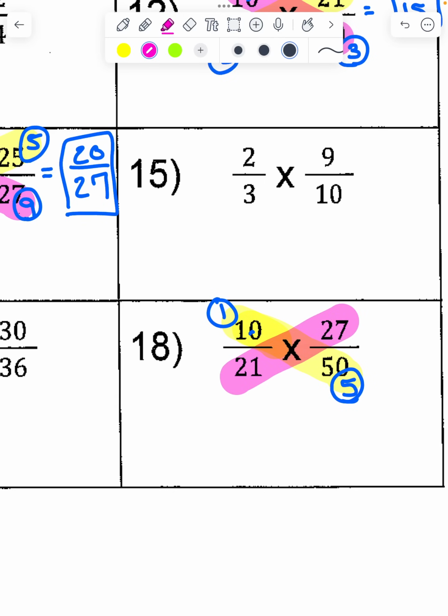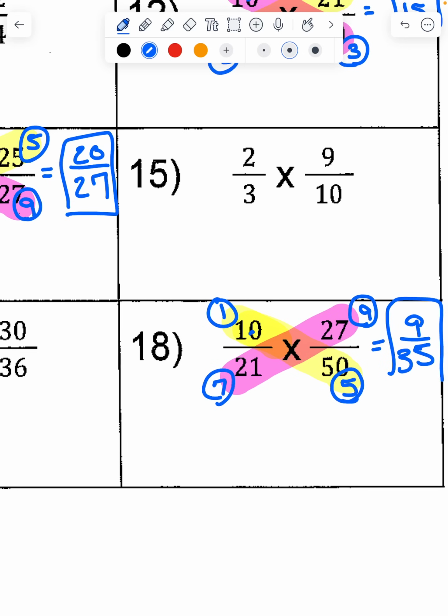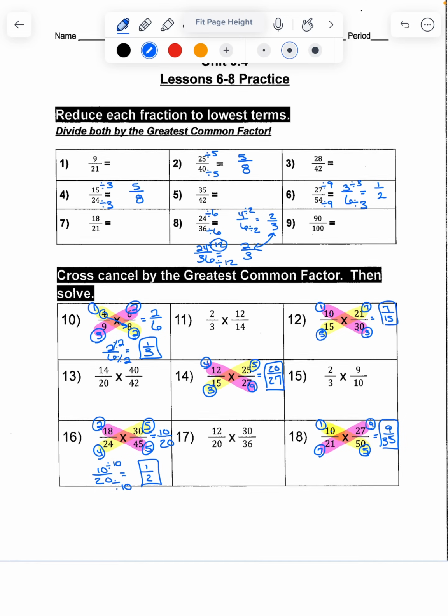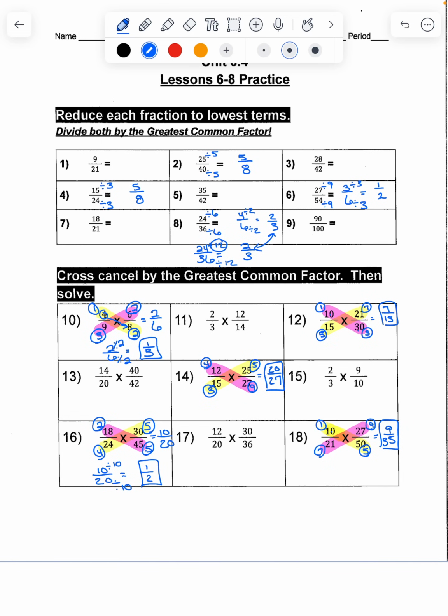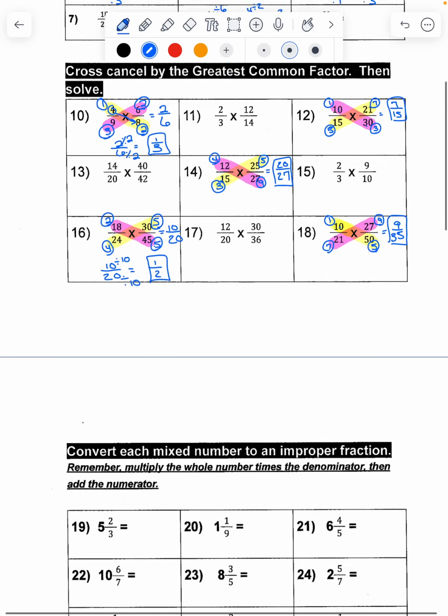Looking the other way, 21 to 27, so 3 goes into both of those numbers evenly. So 3 goes into 21 7 times. 3 goes into 27 9 times. And when I multiply straight across, 1 times 9 is 9. 7 times 5 is 35. Okay. So then you're going to do the odds on your own.